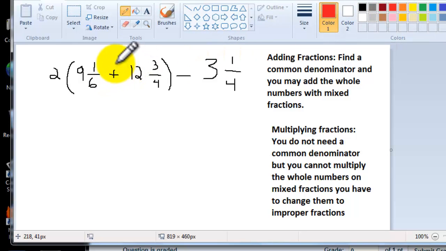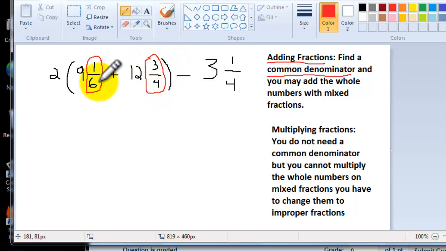And inside the parentheses is addition. So when you're adding fractions, the most important thing is you find a common denominator before you add. And when you have these mixed fractions, you can add the whole numbers. So that's very, very helpful. It's not the same for multiplication. Anyway, let's change the fraction parts so they have common denominators.